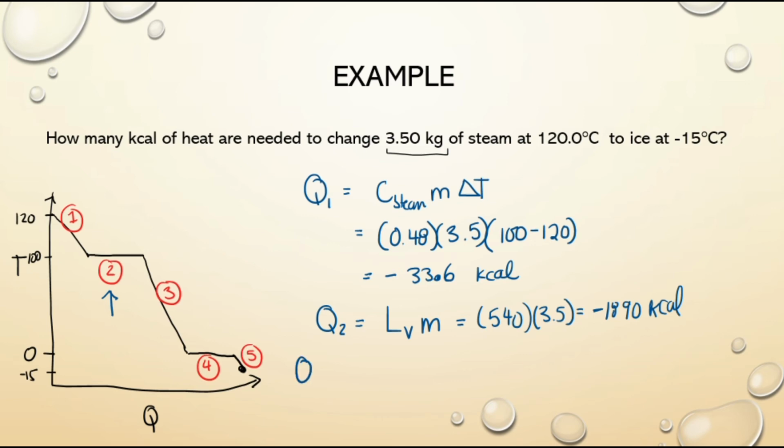Q3, we're going to run out of room. C, specific heat of water, times the mass, times the change in temperature. Well, this one's nice. It's 1 for a specific heat. The mass is 3.5, and the change in temperature is going to be 0 minus 100. And then that's going to give me, I'm just trying to fit it all in, 350 kcal.